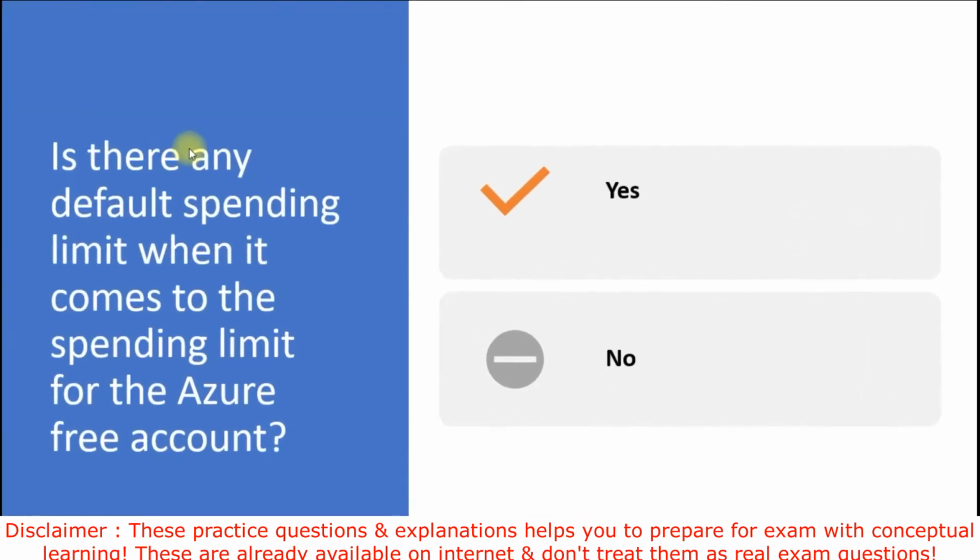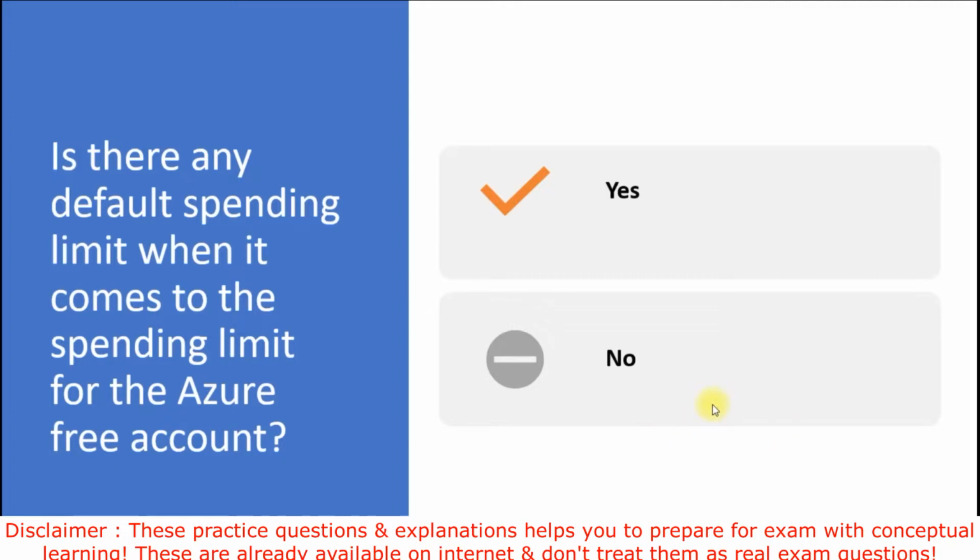So, guys, let's talk about this question. In this question, they are asking, is there any default spending limit when it comes to the Azure free account? Here, they are especially talking about the free account. So, the options we have are yes or no. Let me tell you, whenever you create an Azure free account, you will get $200 that is only valid for the first 30 days. So, yes, we have a spending limit for the Azure free account.